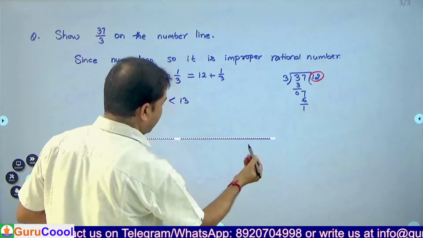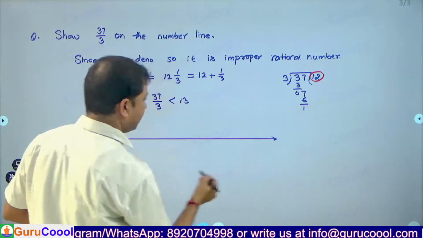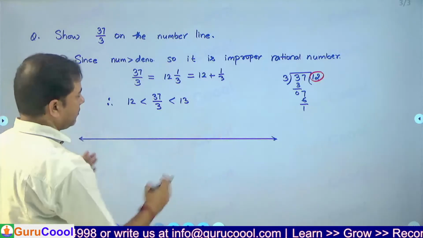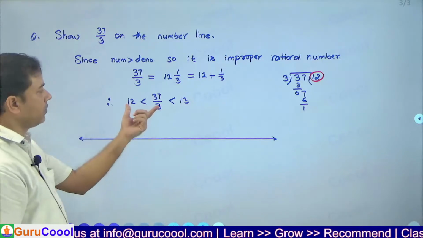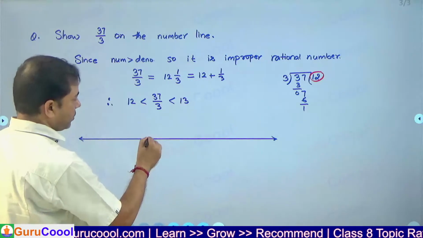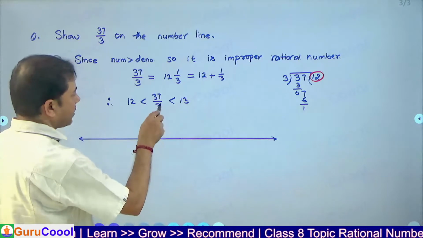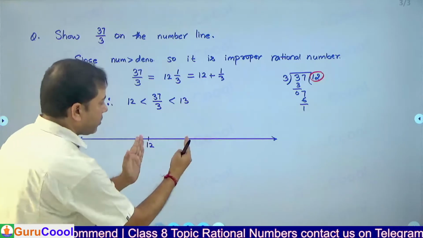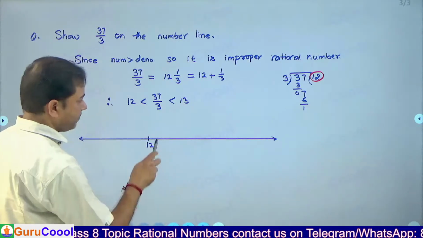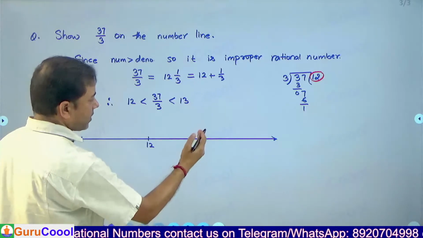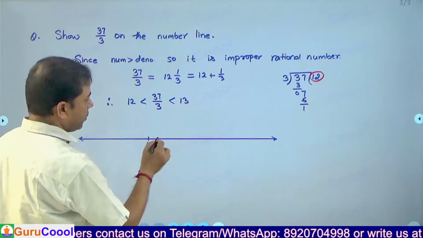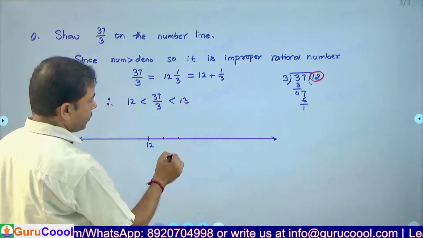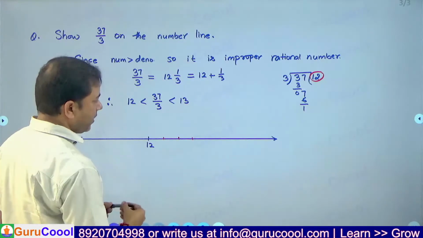Now we'll take the number line. We don't need to show all the integers 0, 1, 2, 3, 4 because we know this lies between 12 and 13. So just 12, and since denominator is 3, so we have to divide the distance between 12 and 13 into 3 equal parts. Before we take 13 somewhere, we need to fix the points here. 1, 2, 3. The third point is 13.